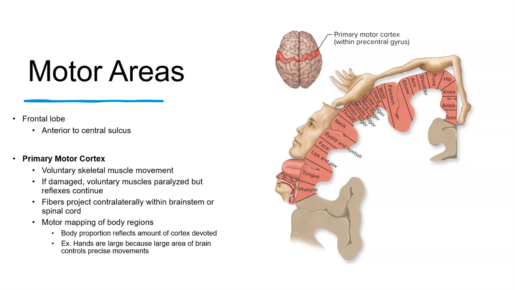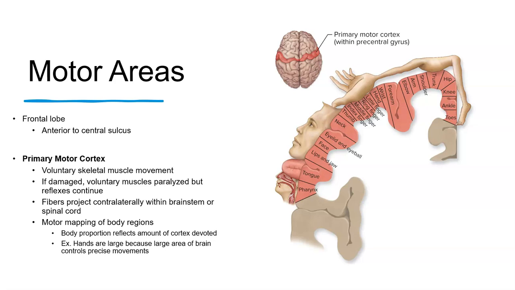The axons of the neurons there are going to project contralaterally from one side to the opposite within either the brain stem or the spinal cord. So the left primary motor cortex controls the skeletal muscle on the right side of the body, and the right primary motor cortex controls the skeletal muscle on the left side of the body. If you have damage to your primary motor cortex, your voluntary muscles may be paralyzed, but you will still retain the reflex action, as we'll talk about later on, because of the role of the spinal cord.